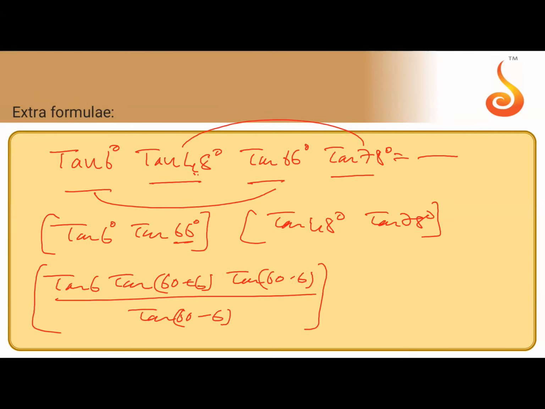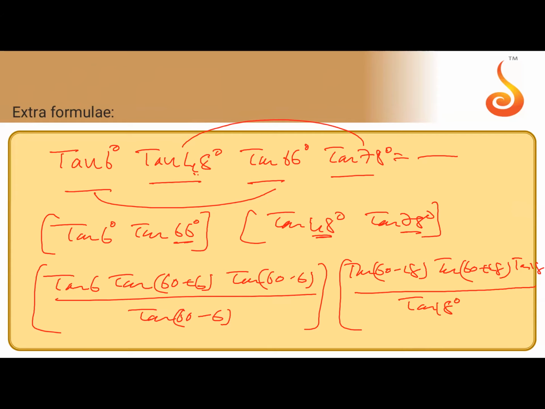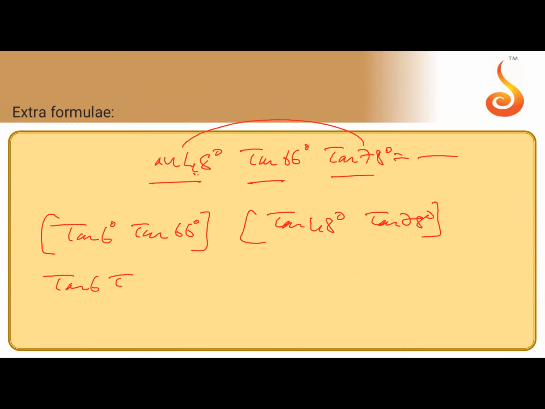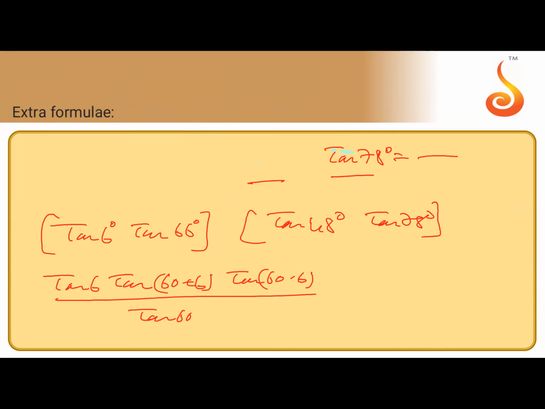60 plus 6 is 66, but 60 minus 6 is not there. Multiply and divide that one. Here this is 60 minus 18, and this is 78, 60 plus 18. And what is missing? Tan 18 is missing. Multiply and divide by tan 18. Now we can apply the formula. What is the formula? Tan theta, tan 60 minus theta, tan 60 plus theta is tan 3 theta.